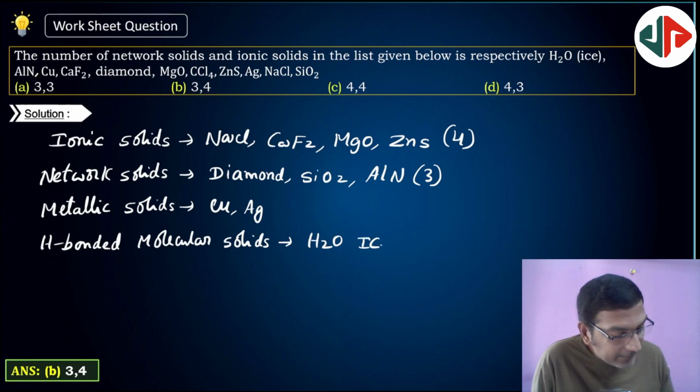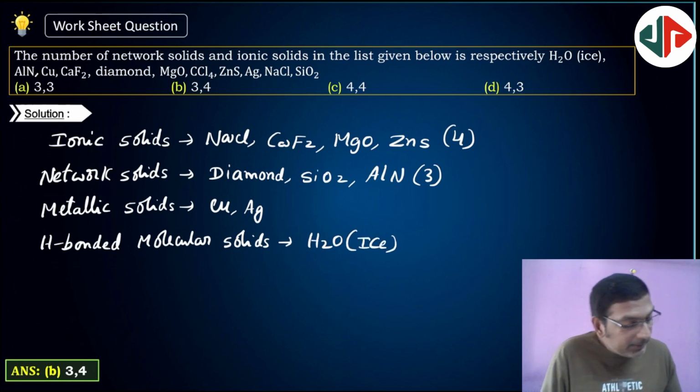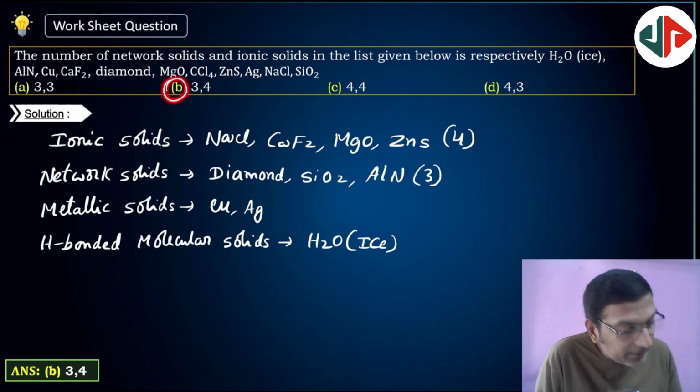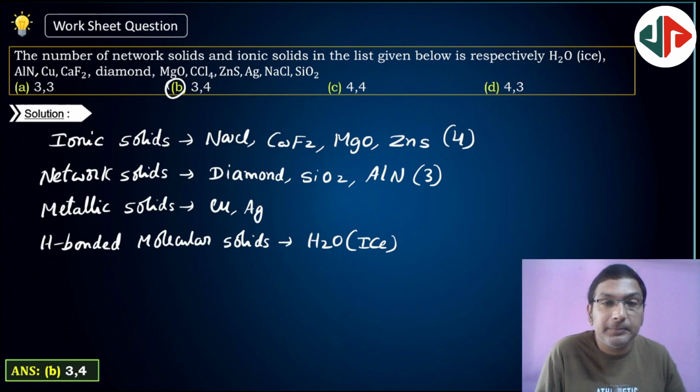H2O ice. So here they are asking about network solids and ionic solids. Network solids 3, ionic solids 4. 3 and 4. Therefore option B. B. Next.